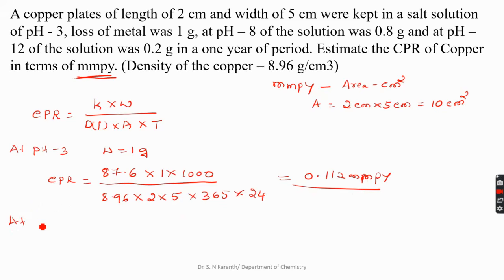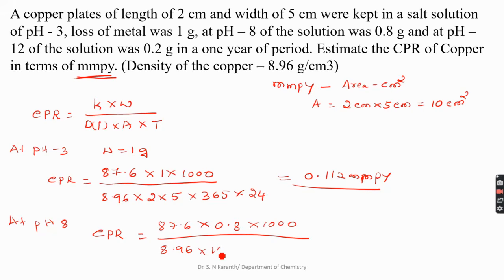And now I'll consider pH 8. So the CPR equal to 87.6, the loss of metal is here 0.8 gram multiplied by 1000 divided by 8.96 density into 10, that is area, multiplied by 365 multiplied by 24. So at pH 8, the value becomes 0.09 Mmpy.